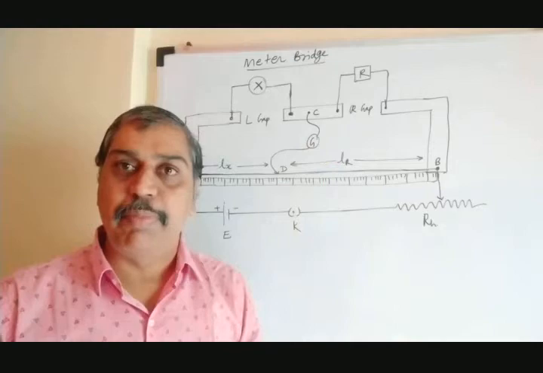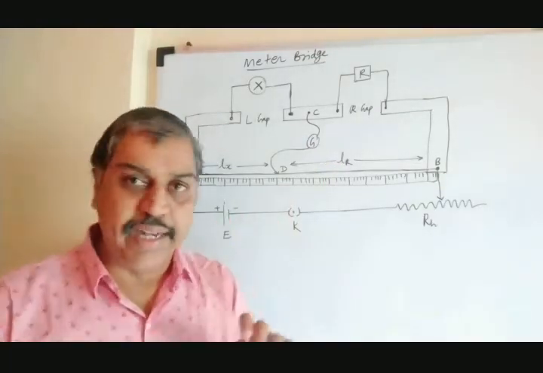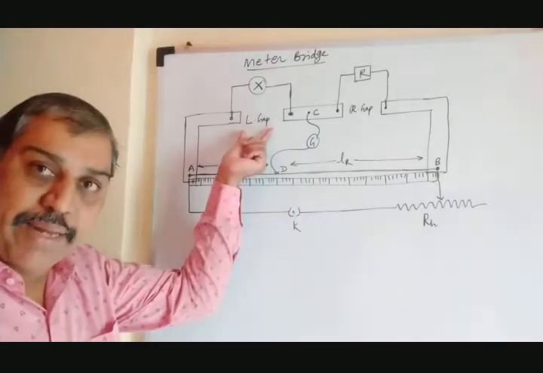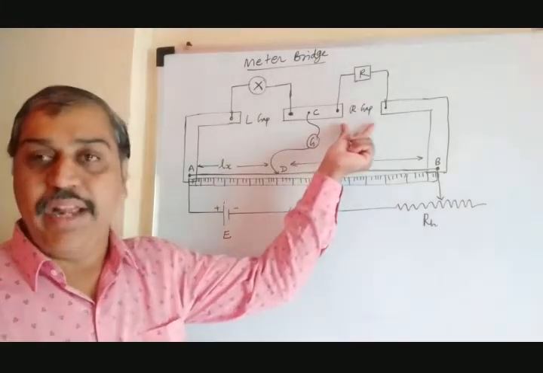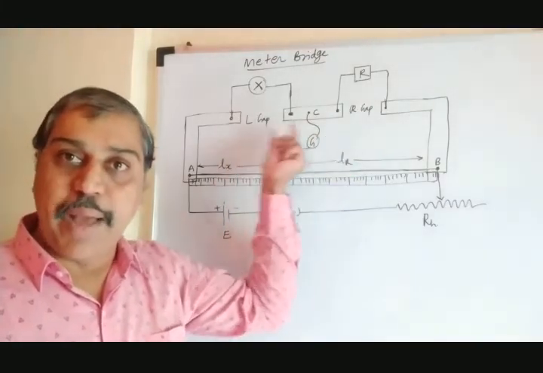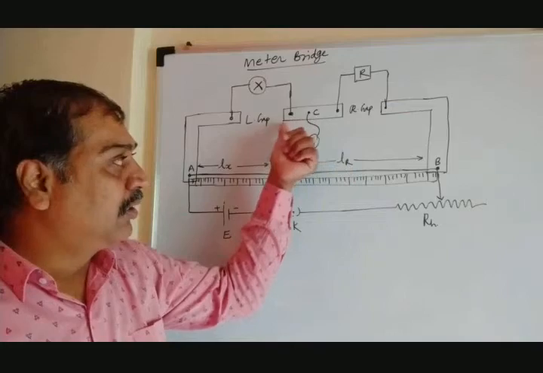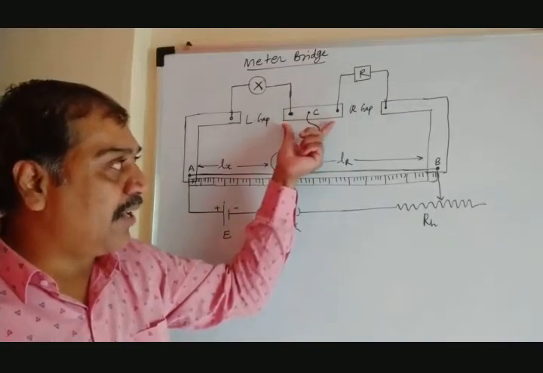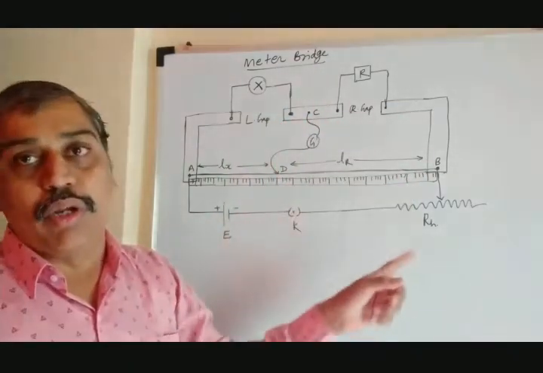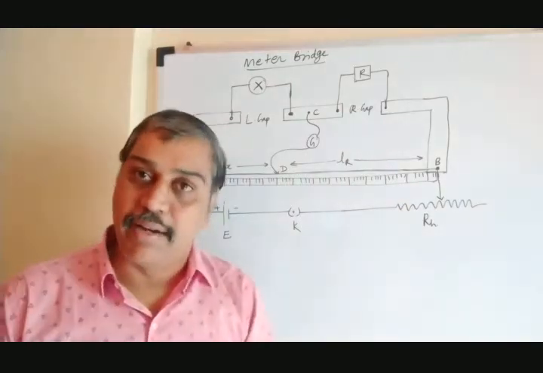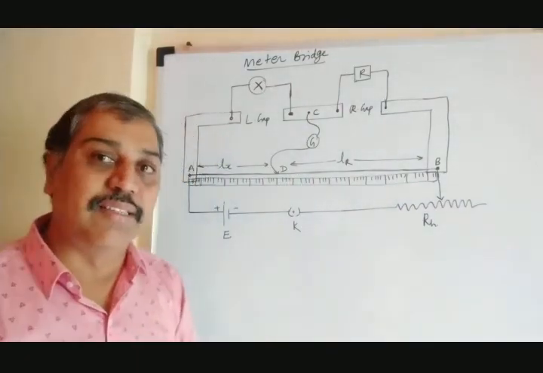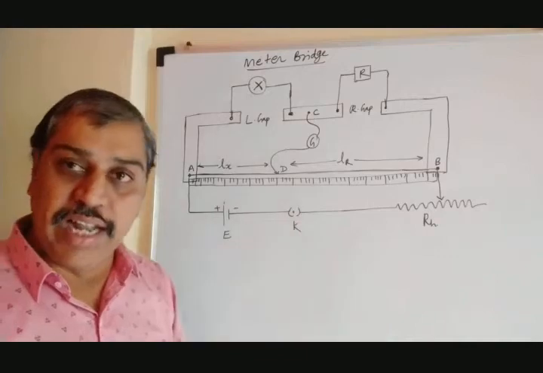They have arranged these plates such that 2 gaps are created. The left side gap is said to be the left gap, and the right side gap is said to be the right gap. These 2 gaps are created by this central plate, and this resultant total device is said to be a meter bridge. And along with this, the scale is marked to measure the length of the wire.